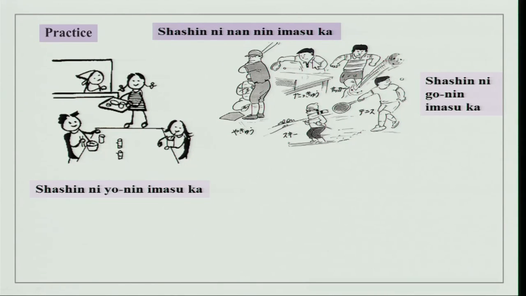Hitori, futari, san nin, yonin, gonin, and there is one person hidden over here. So, we have six people, rokunin, and the question is shashin ni gonin imasu ka? So, the answer is iie, shashin ni gonin imasen. Shashin ni rokunin imasu.